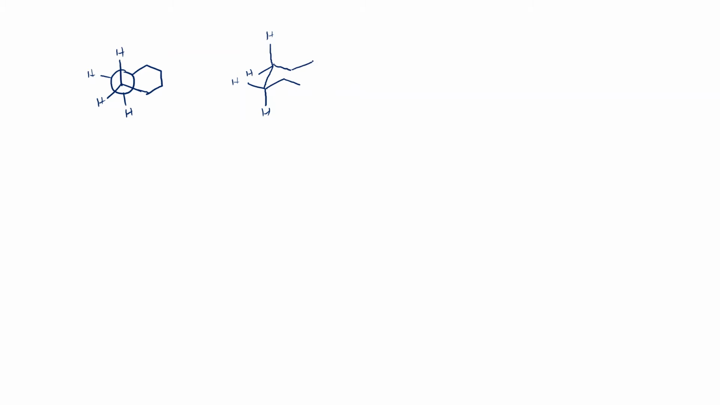We would end up with a structure that looks like this. This is called a chair conformation. I'm going to draw it without the hydrogens in there. Now this is a chair conformation, and you're probably thinking that doesn't look anything like a chair. And I pretty much agree with you. It doesn't really look anything like a chair.